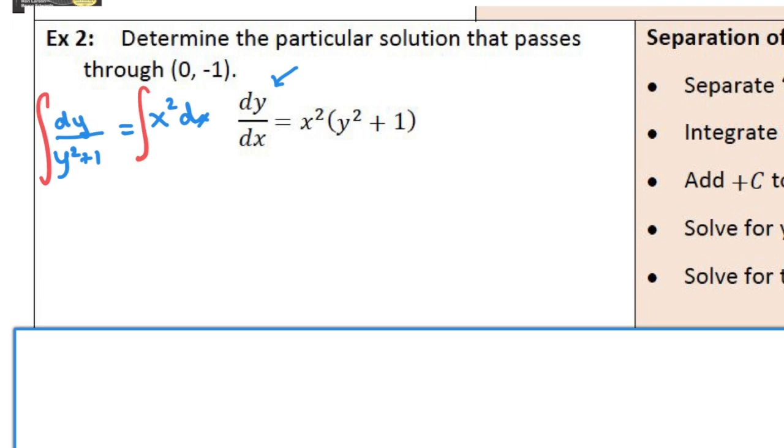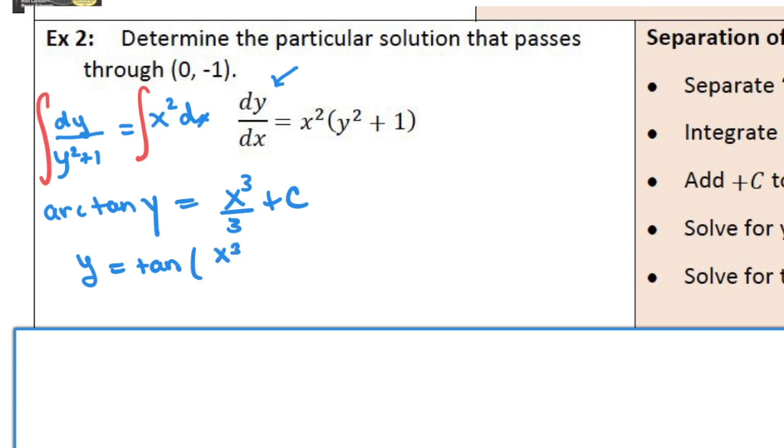So the left side, oh, look at that. We have an arctan. I know you're surprised. So it's an arctan of y that's going to be equal to x cubed over 3 plus c. But then we want to solve for that y value. And when we do, we know that y is equal to the tangent of the quantity x cubed over 3 plus c. And that's your general solution.